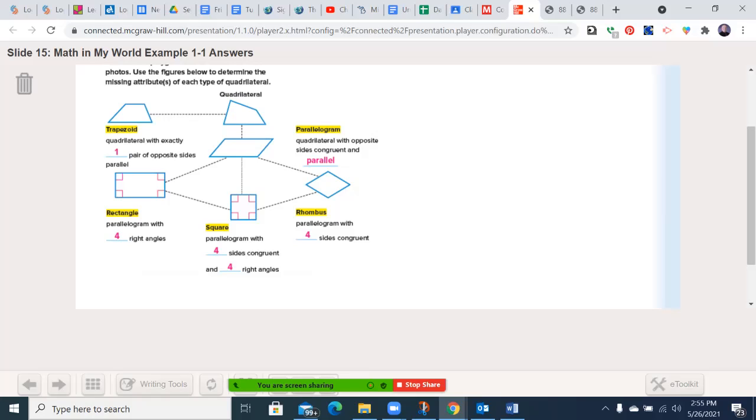Now let's cut all the way across here. The opposite side, rectangle. It's a parallelogram with 4 right angles. So these two and these two are parallel and congruent and has 4 right angles. Now a square is a special type of parallelogram or rectangle where all 4 sides are congruent and it has 4 right angles. So a square is a rectangle, but a rectangle isn't automatically a square.